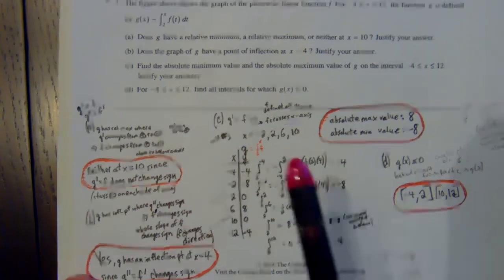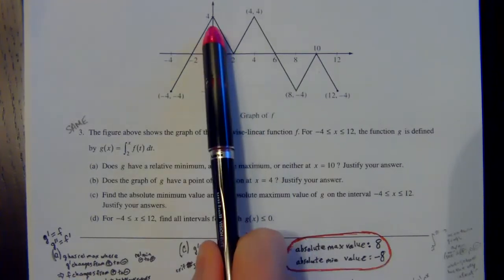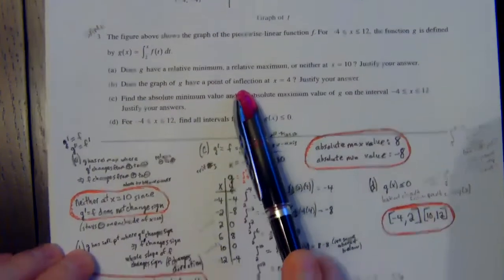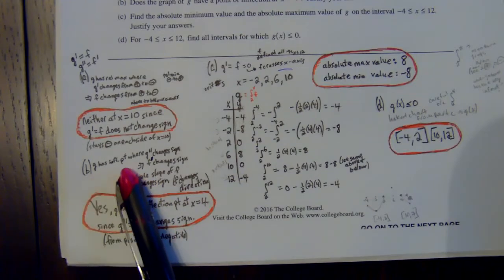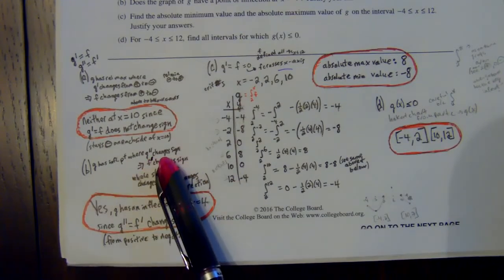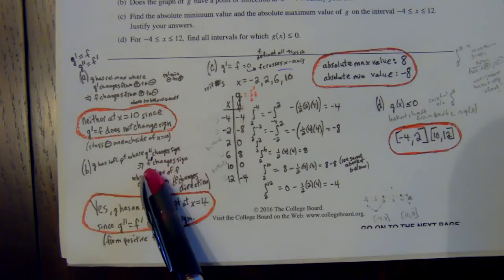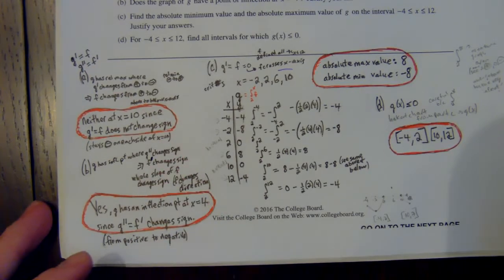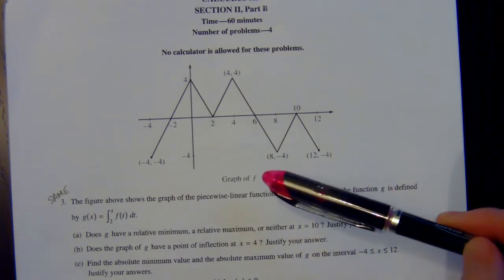Letter B says, does G have an inflection point at x equals 4? So there's x equals 4. Now, inflection point, here's where that justification helps me out. I know G has an inflection point where G double prime changes sign. And since G double prime is equal to f prime, that same thing is asking where does f prime change sign? But this is not the graph of f prime. So I'm not looking at where this goes from above to below or below to above. This is the graph of f.